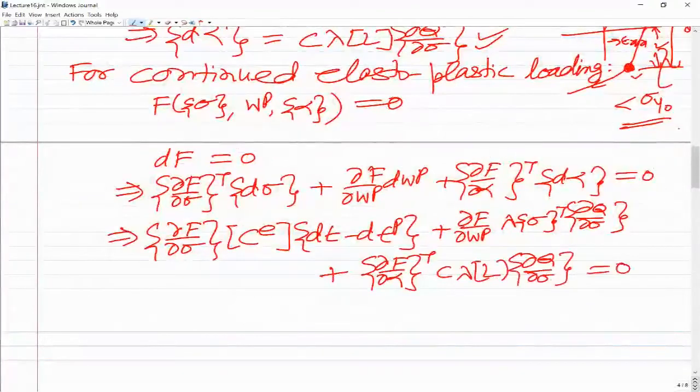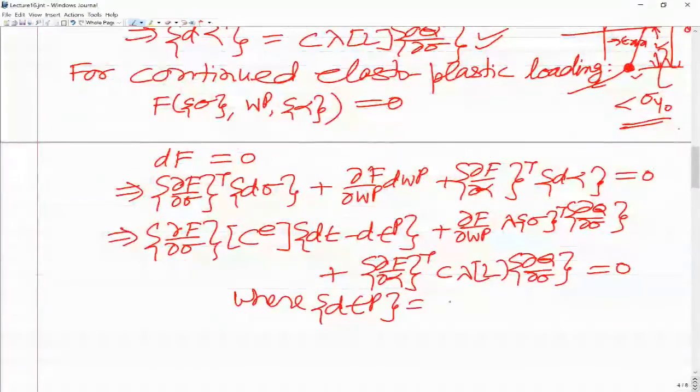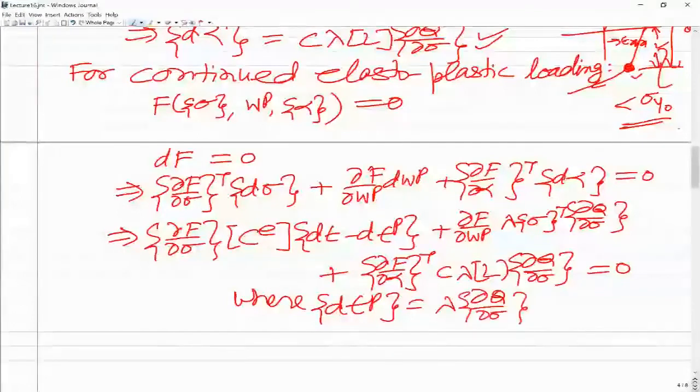Now you also know that d epsilon p is equal to lambda times del q by del sigma. So this we already know. Now if you look at this term, it is in terms of lambda, this term also has lambda, this term also has lambda. The first term will be independent of lambda. So we can solve for lambda basically from this equation.